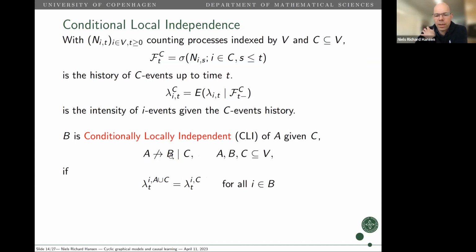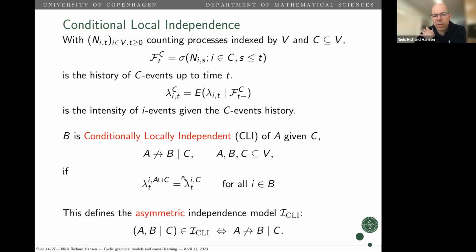This is going to be an asymmetric independence model that we call I_CLI. So we have (A, B, C) in this independence model if and only if B is conditionally locally independent of A given C. And we cannot interchange A and B here, so it's not symmetric as usual conditional independence models are.